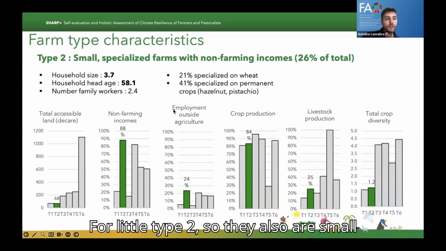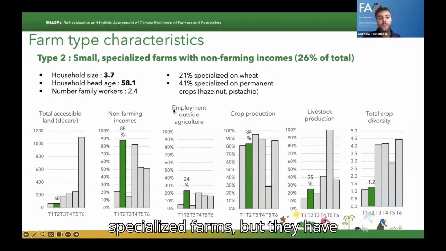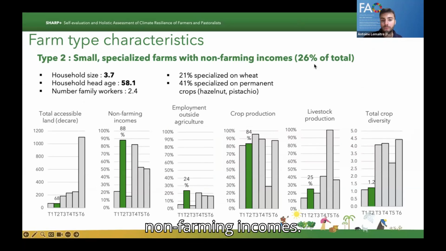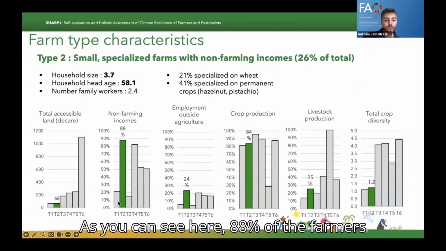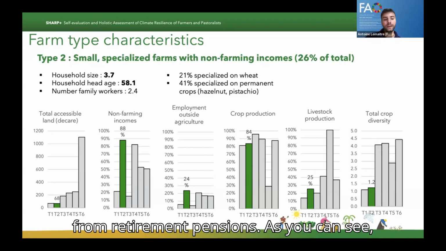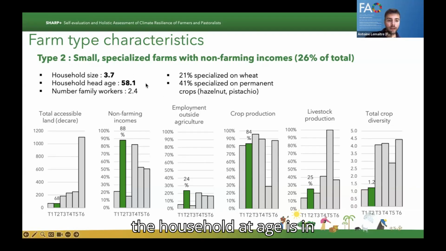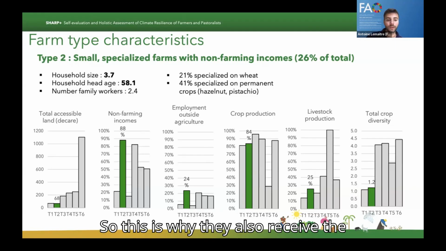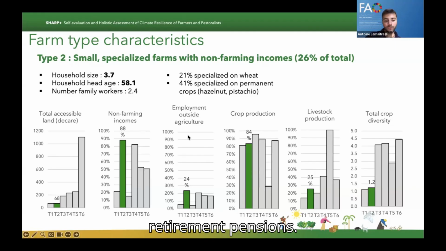For the type 2, they are also small specialized farms, but they have non-farming incomes. As you can see here, 88% of the farmers have non-farming incomes, mainly coming from retirement pensions. The household age is on average 58 years old. So they're the oldest ones. This is why they also receive the retirement pensions.